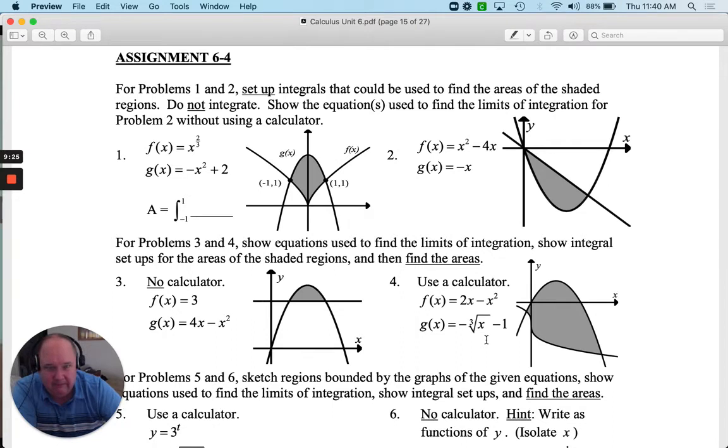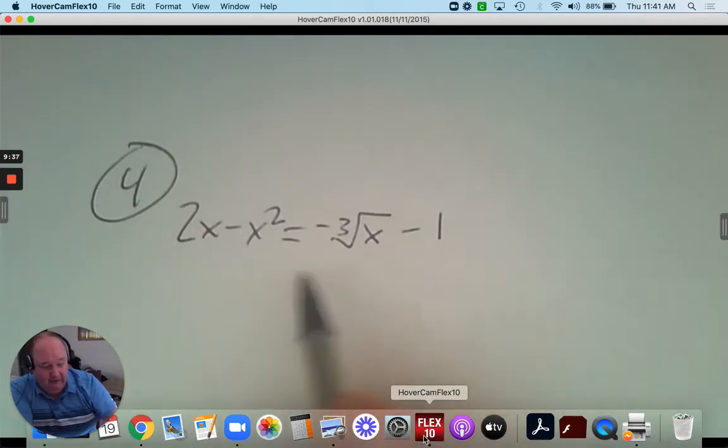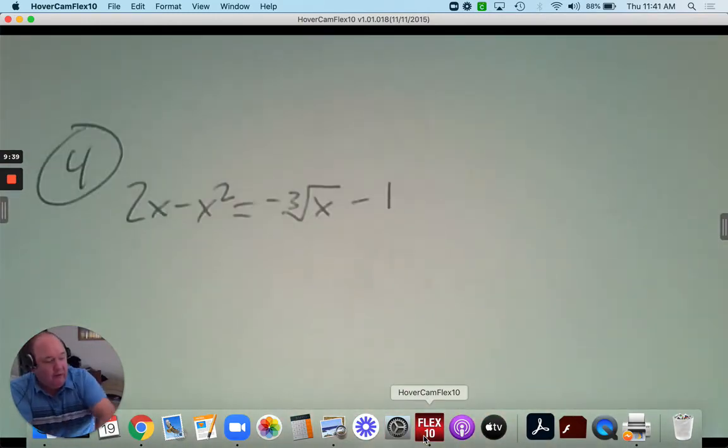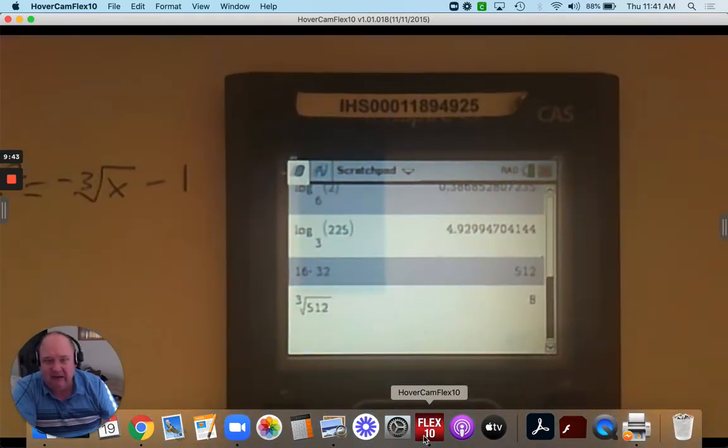And I need to make them equal to each other to begin with. Well, as soon as I make them equal to each other, well, I'm in no mood to solve that by hand. If I'm going to use a calculator, I'm going to use a calculator. So I'm going to make them equal to each other. There it is. Do you want to solve that? I think the answer is no. So we're going to use our calculator to solve it.